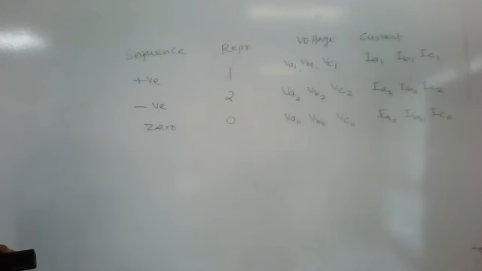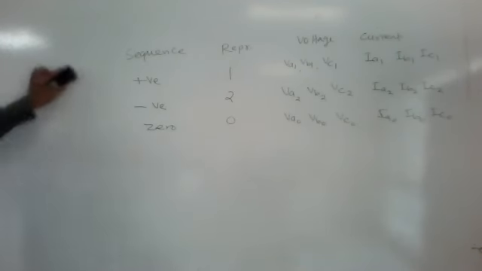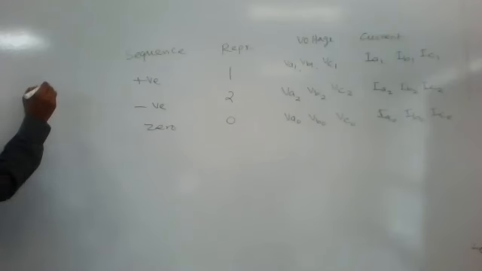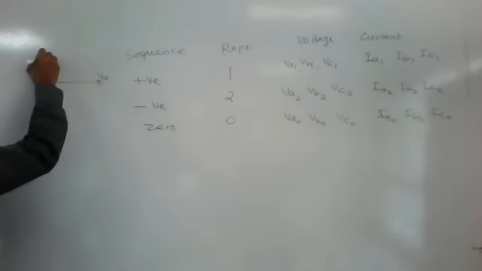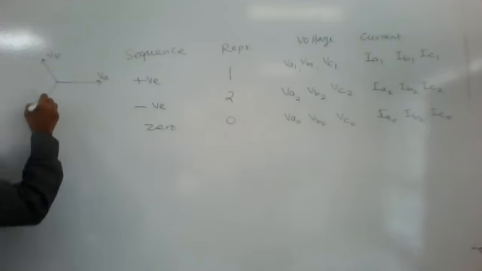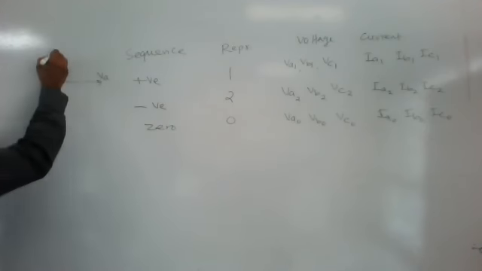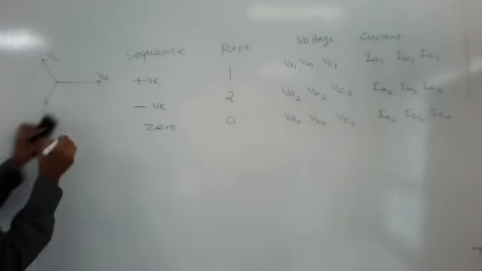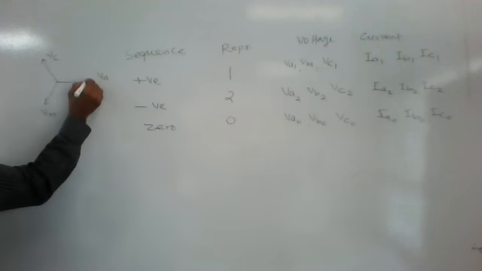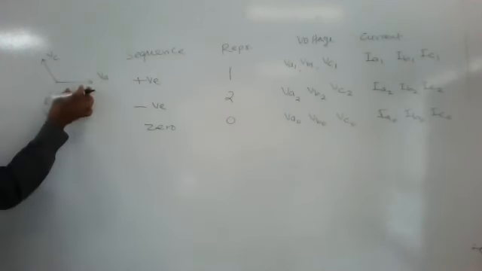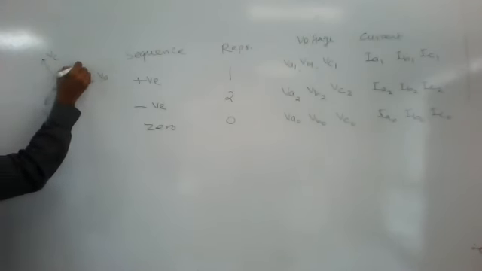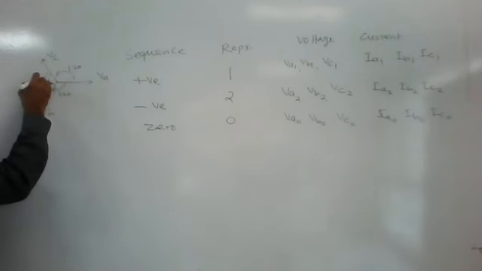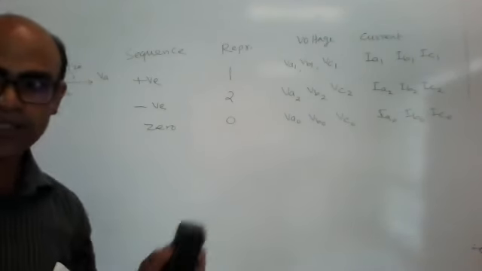If you represent them by phasors, then how will you represent positive? All three phases have the same magnitude: VA, VB, VC, and all three phases have the same phasor length. All phasors have a 120-degree angle. This will also have 120 degrees, this will also have 120 degrees. I think it is visible.